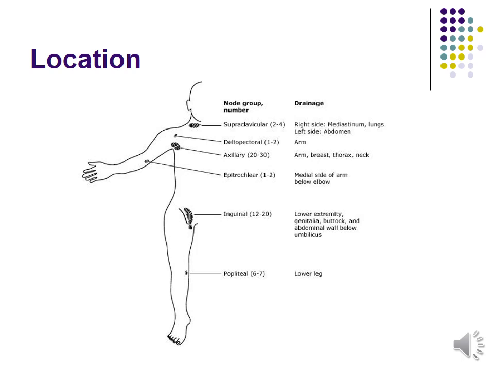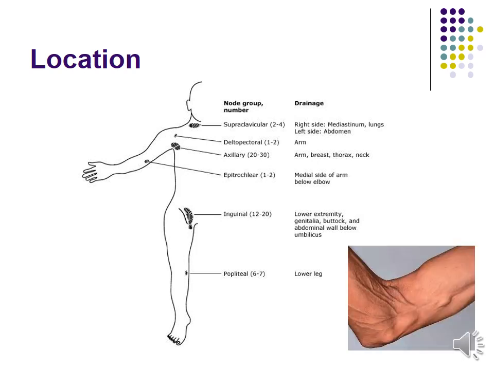Location denotes the draining areas. As you see here, the axillary lymph node, for example, drains the arm, breast, thorax, neck. The inguinal lymph nodes drain the lower extremity through the vertical part, and genitalia, buttocks, and abdominal wall below the umbilicus in the horizontal part. Supraclavicular lymph node drains the mediastinum, lung, and the left one drains the abdomen as well. Here we couldn't see the cervical lymph node because it is a complex one and will be explained in a separate slide.